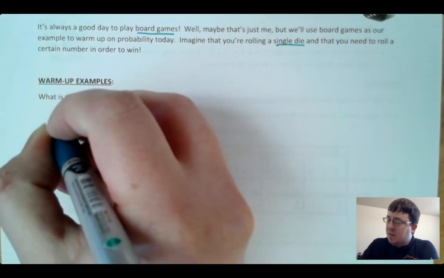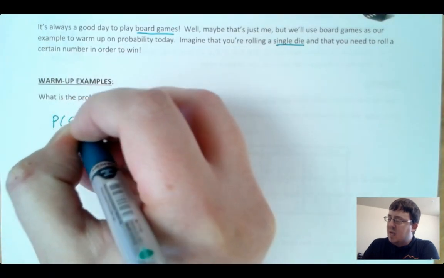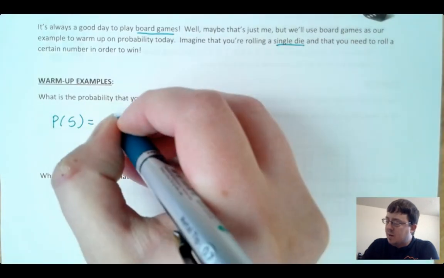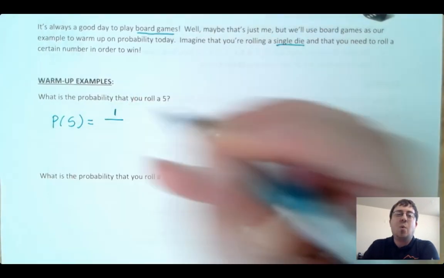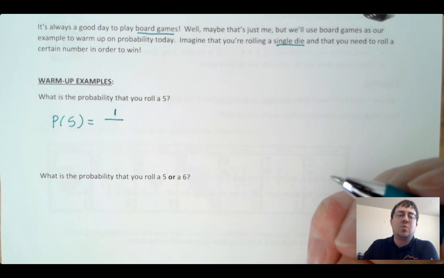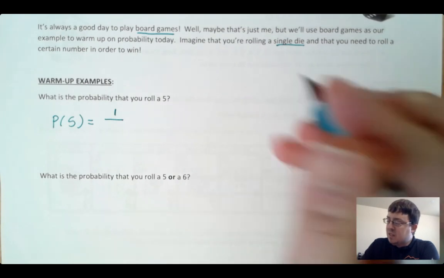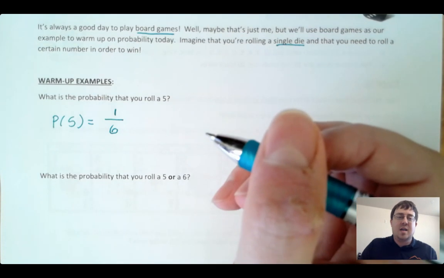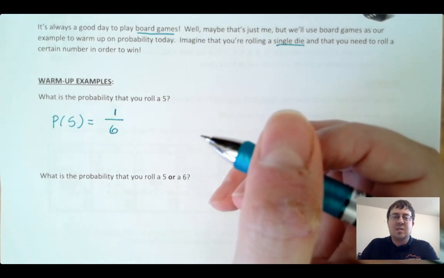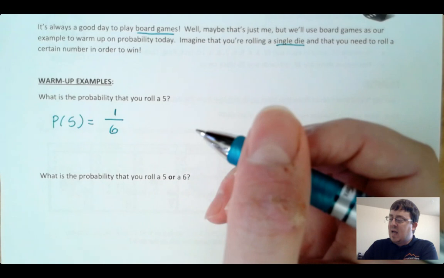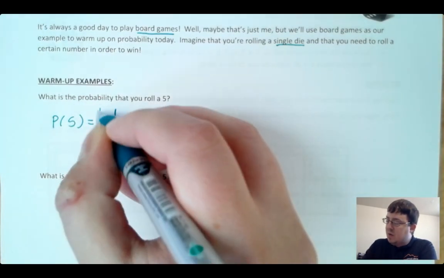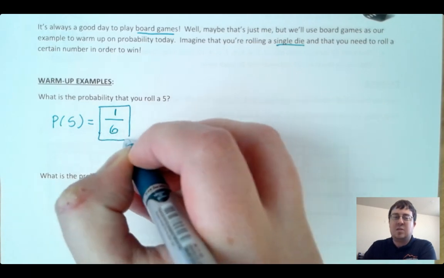Well, the probability that I roll a 5, let's see, how many 5s are there on the die? Well, there's only the one 5 on the die. So there's only one way of getting the thing that I want when I roll the die, but there are 6 total sides. So the probability that I roll a 5 then is 1 out of 6 because there's one 5 that I want out of 6 total options. So pretty easy, just probability of rolling a 5 is 1 out of 6.